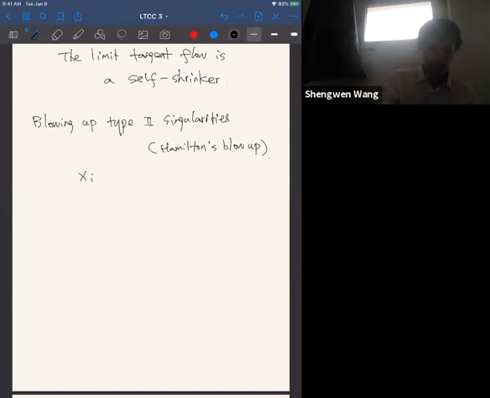Say x_i is at the time -1 over lambda_i squared, where lambda_i is the rescaling factor, such that the second fundamental form achieves the maximum second fundamental form at that time slice. Okay.